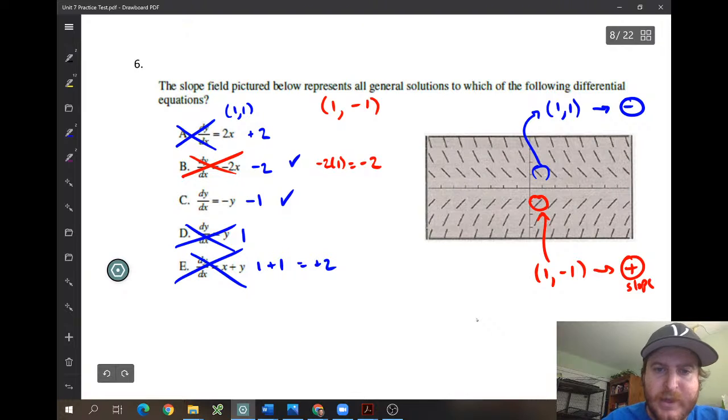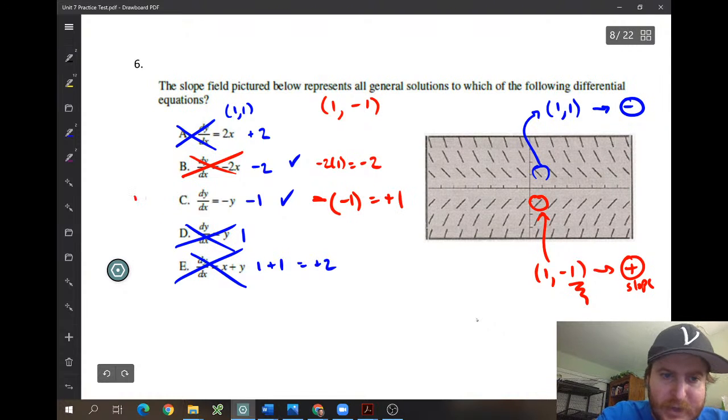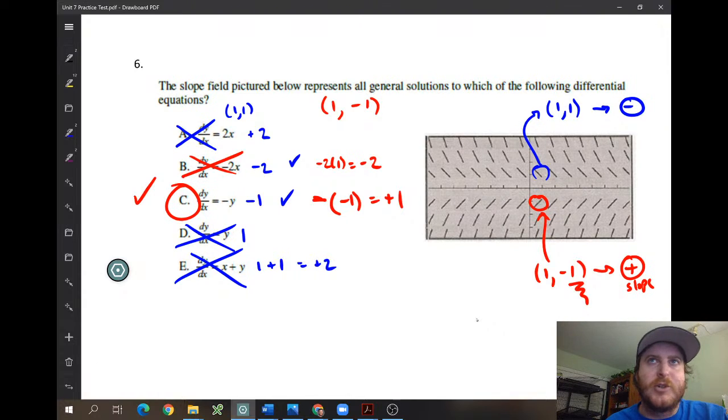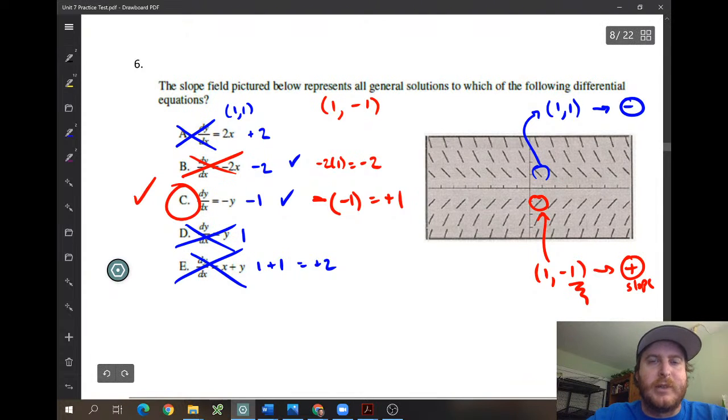Let's just verify that C does work. We're plugging in negative 1. Gives me positive 1, which is a positive slope. Yes, that worked. So my answer is C. So it's kind of just process of elimination there. You just kind of keep going and process of elimination.